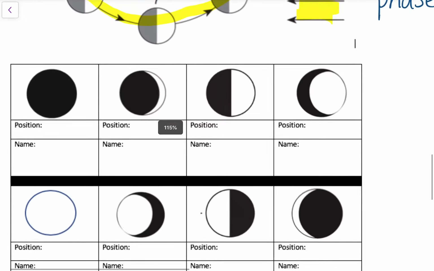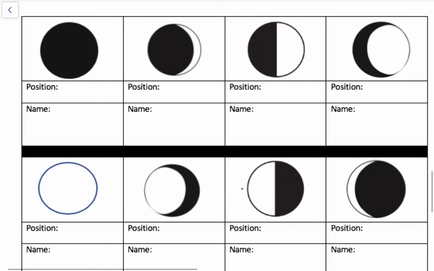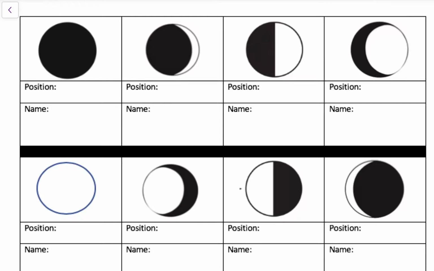Let's look at each phase. The very first moon phase is what we call a new moon. This is the first moon phase. And in this case, the moon is entirely dark. Nothing is lit up.